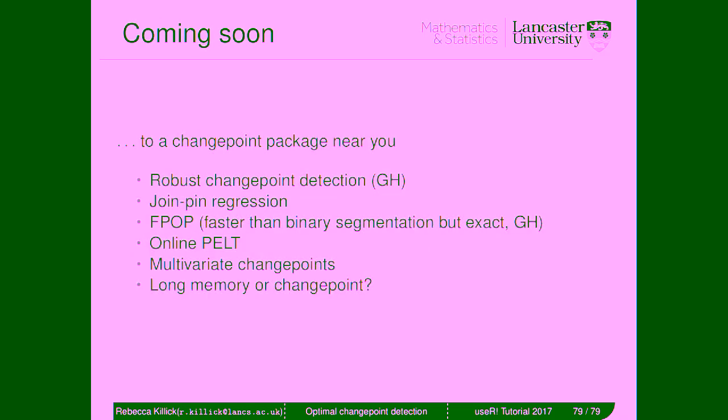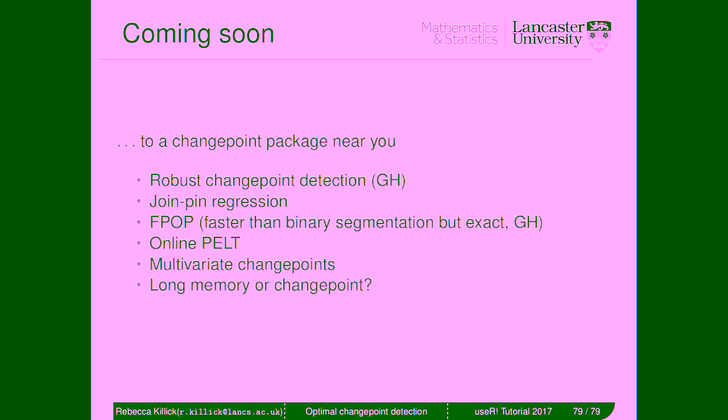There are some references, just for the first half. And there's a lot of development in this area at the moment. The robust change point detection is currently on GitHub, and Toby informs me it's on RForge as well. That will be coming by the end of the summer to the changepoint.np package. We've also got joinpin regression, which is where, when you have changes in trend, you have to join the lines. That will be coming soon.